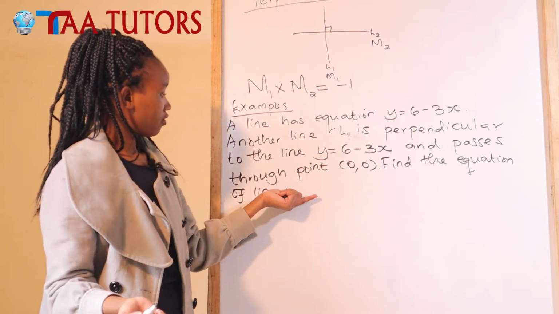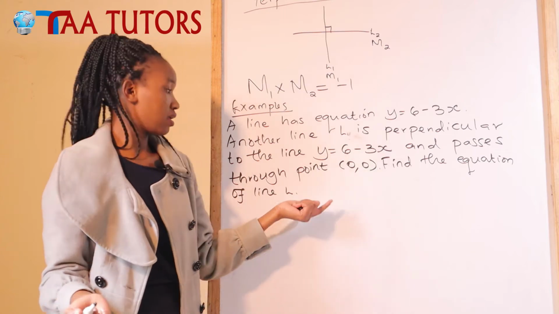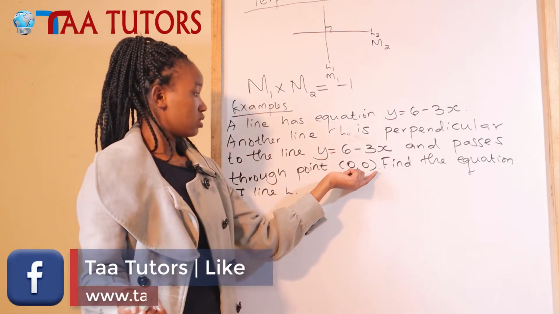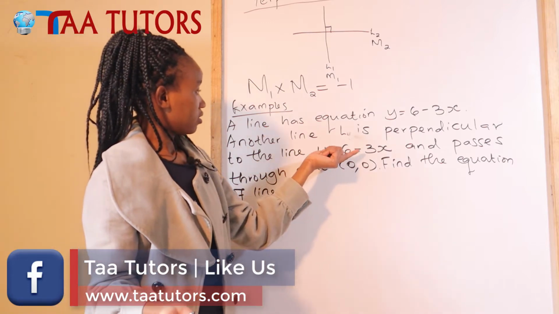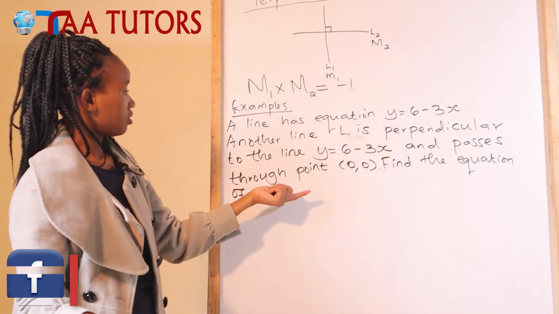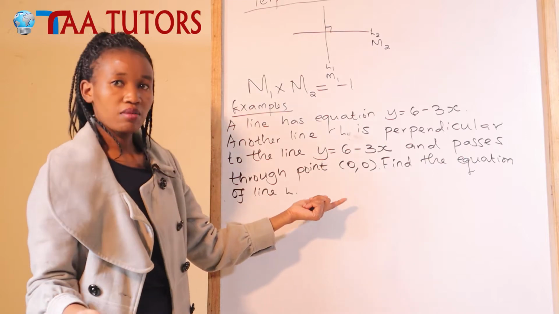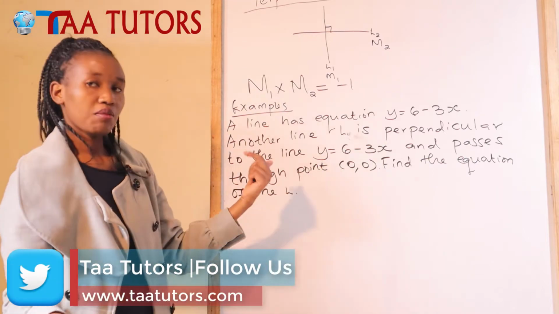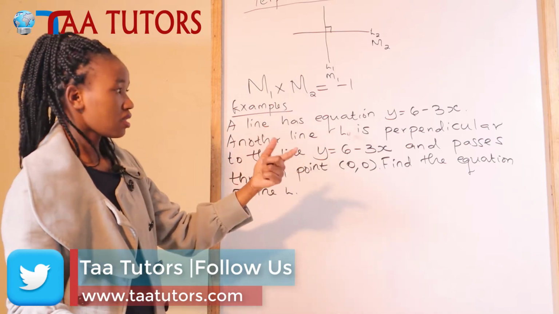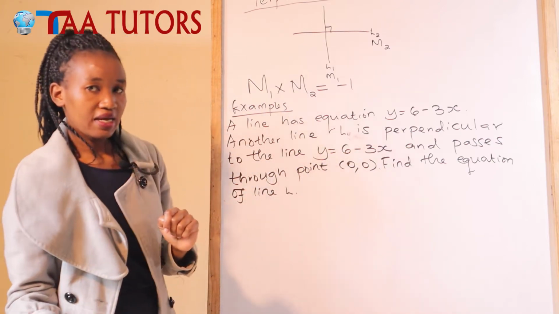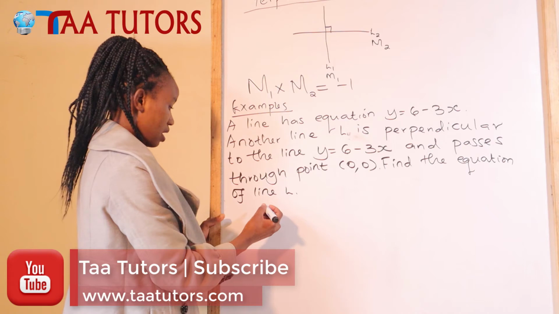To find the equation of line L, we need to find the gradient of line L, and we already have a point, which is (0, 0). To find the gradient of line L, first you have to understand the relationship between these two lines. We have been told they are perpendicular lines, so the product of their gradients is equivalent to -1.